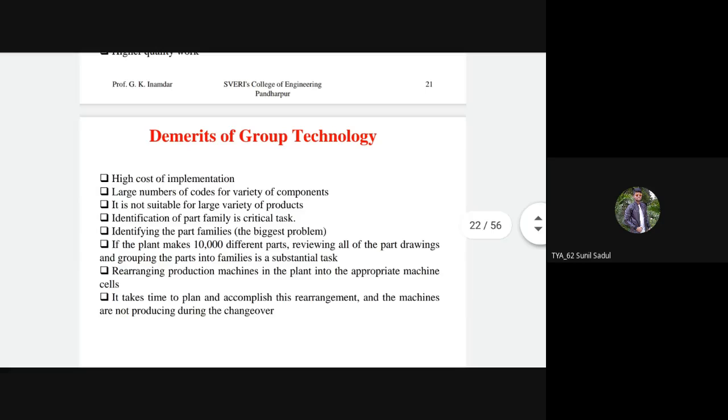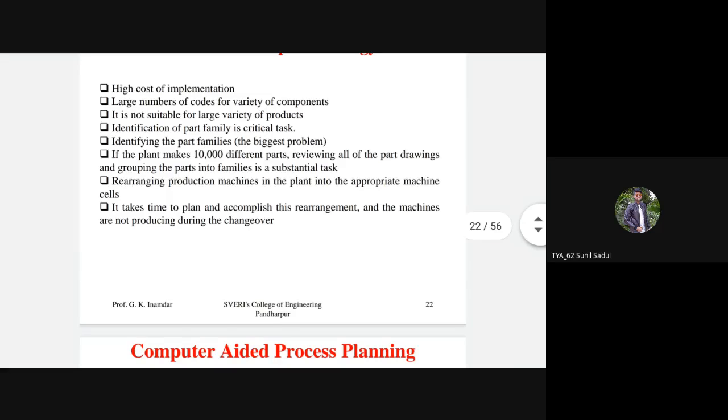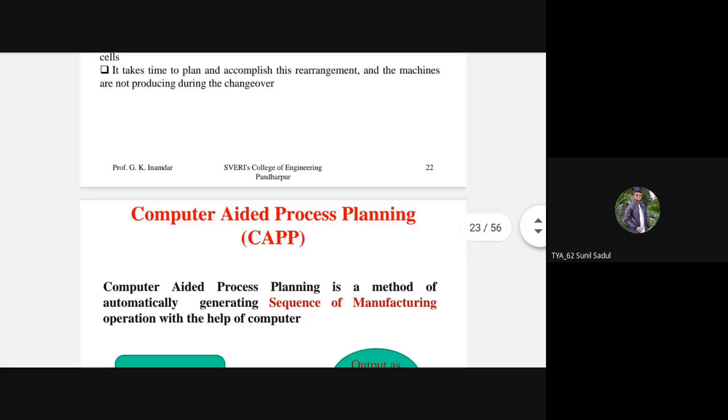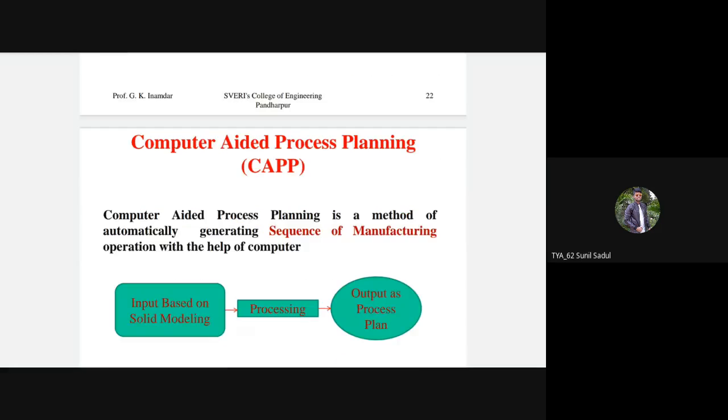Today we have finished group technology, after the demerits. The next point is computer aided process planning. What is the relation between the machine and the manufacturing technology? This is a very interesting article, and in the next lecture we will study it.